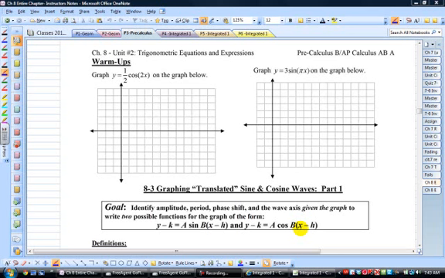We're going to get right into section 8.3 here and learn how to translate sine and cosine waves, and we're going to take this into parts, this being part 1. Before we do, though, let's get into a little review from last lesson here, and let's graph 1/2 cosine of 2x, and then we'll graph 3 sine of pi x.